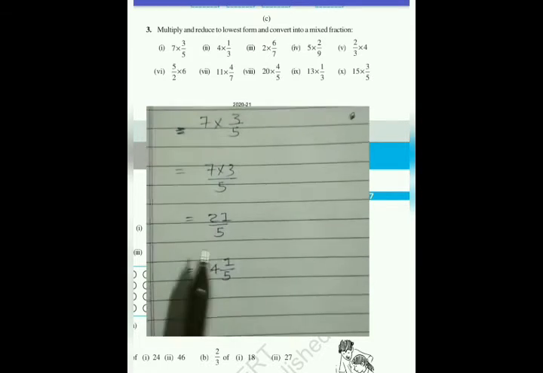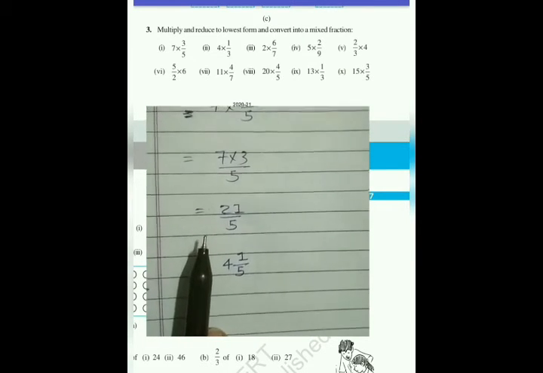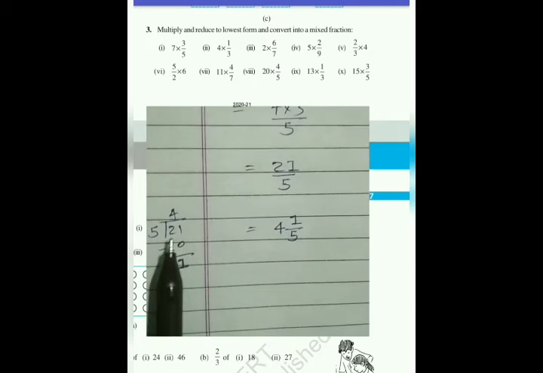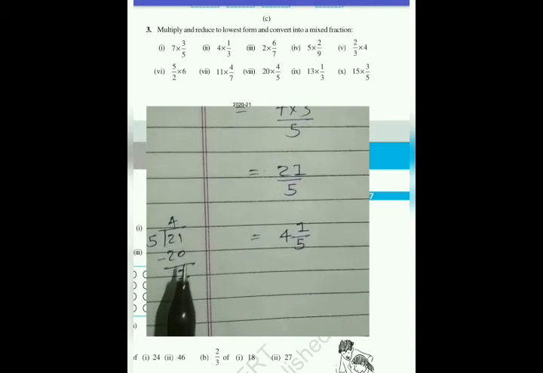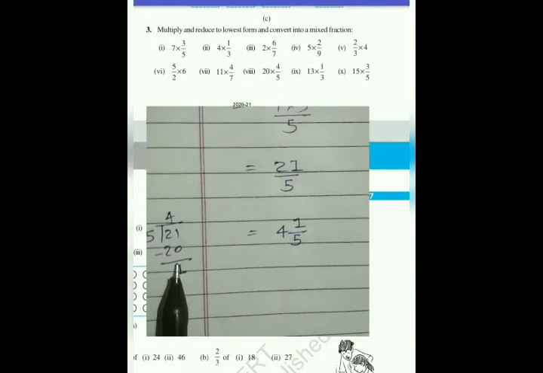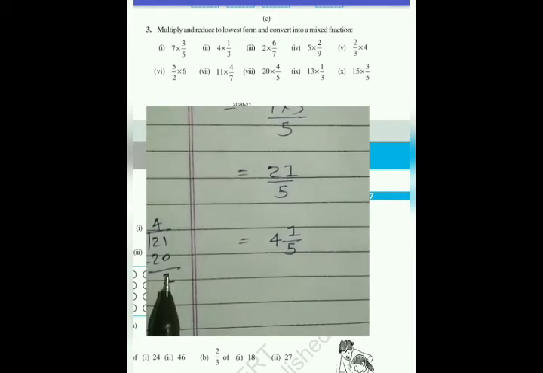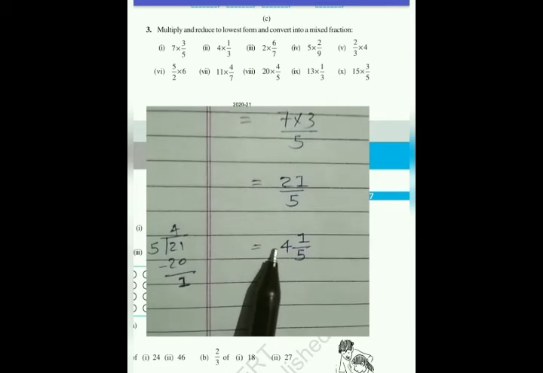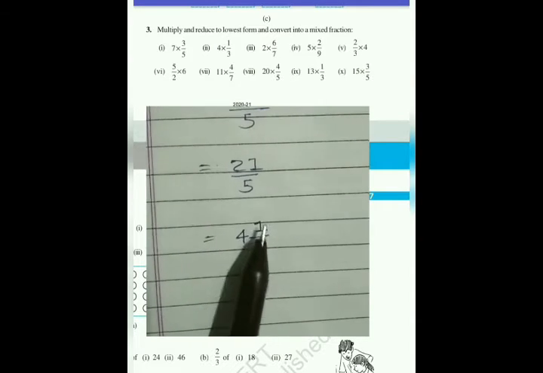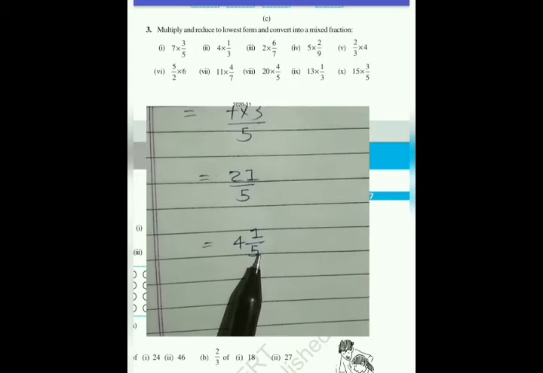Now we convert into a mixed form. So here is the division, 21 by 5. We know that 5 4s are 20. So 21 minus 20, our remainder becomes 1. So we write 5 as the denominator, we take 1 in the numerator and 4 as the whole number. So 4 1 by 5 is the mixed fraction.